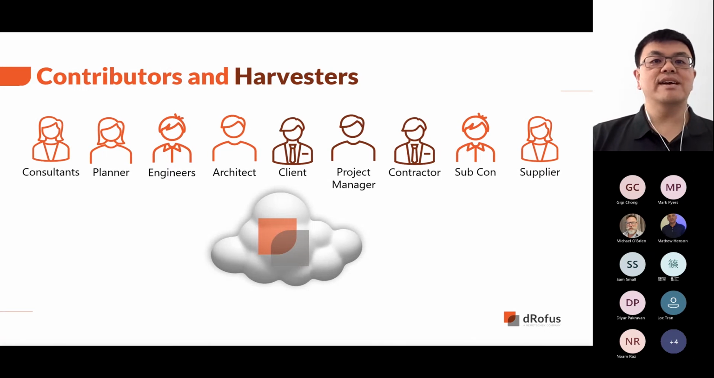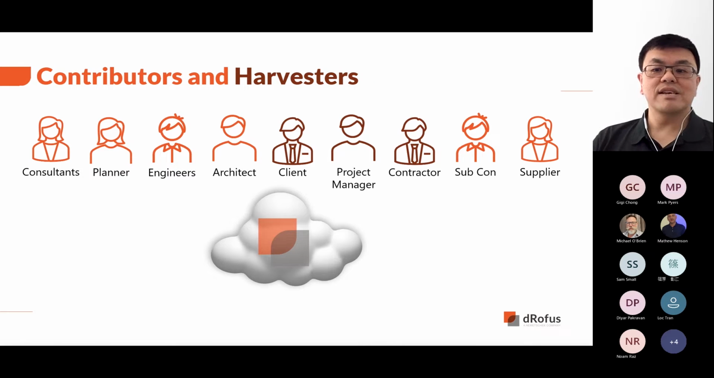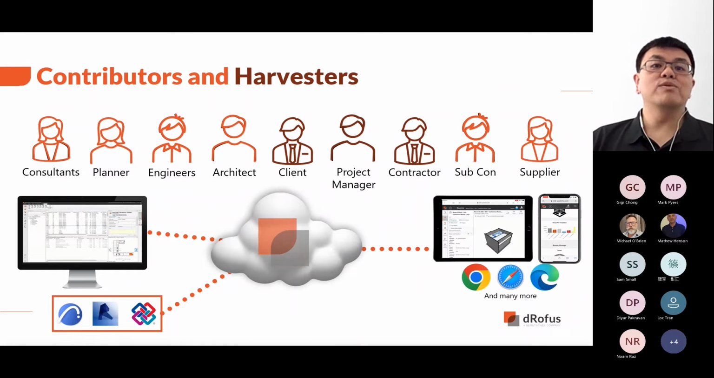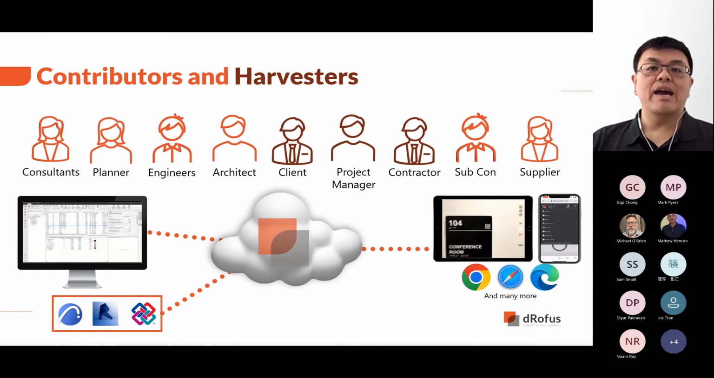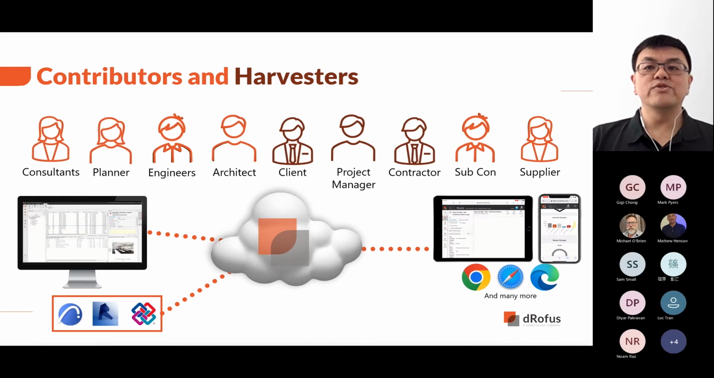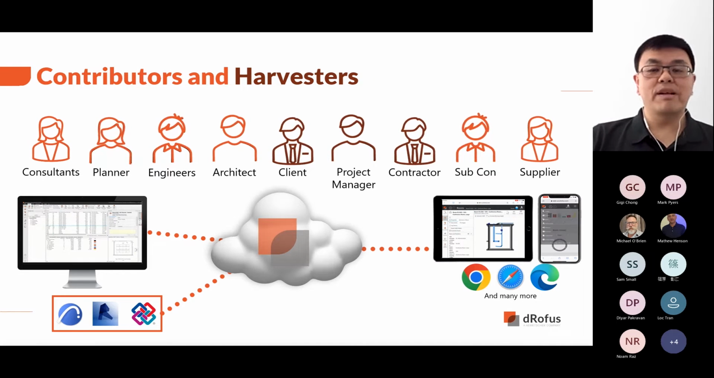On every project, there are two types of users: contributors and harvesters. Contributors are people who input and update information. They will typically use the desktop software to do their heavy data manipulation and synchronizing of data with models. Harvesters are people who tend to consume information and may do light information updates. They can do this using tablets or any mobile devices.